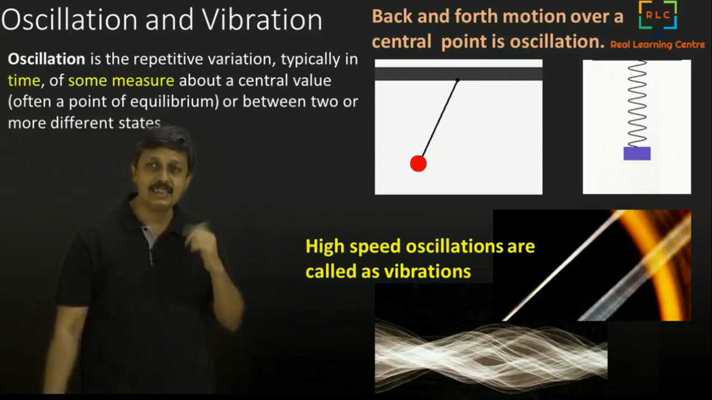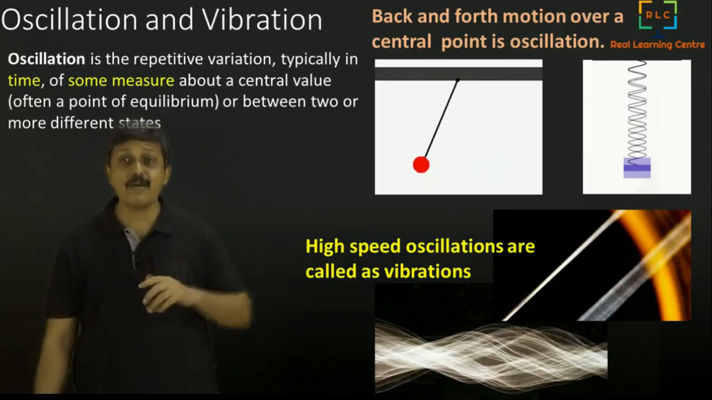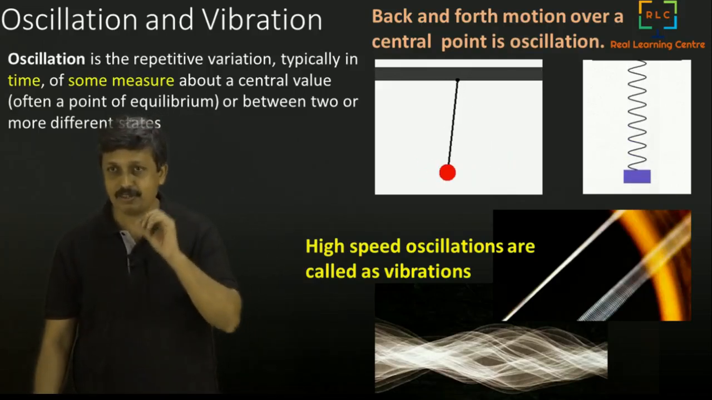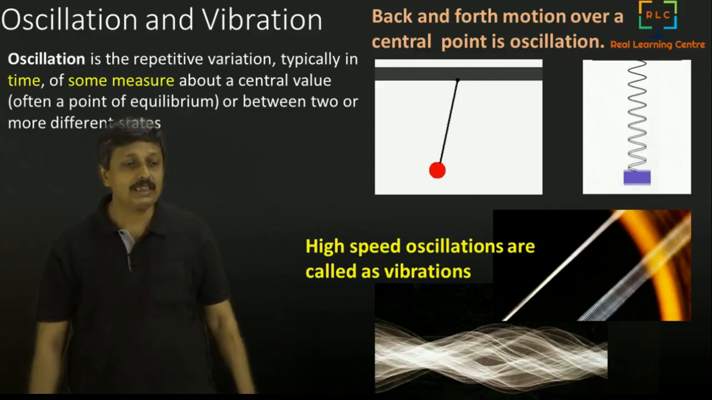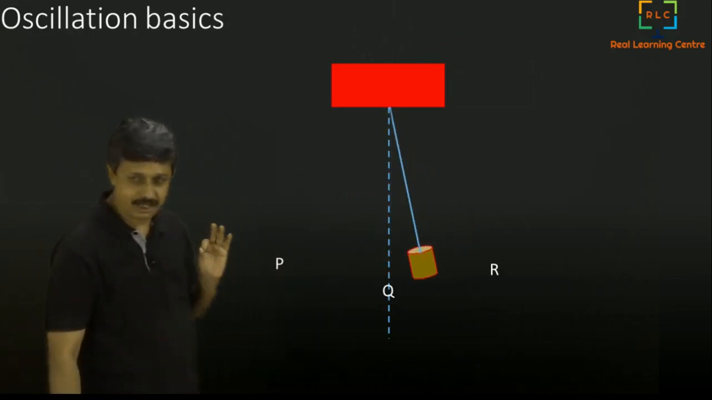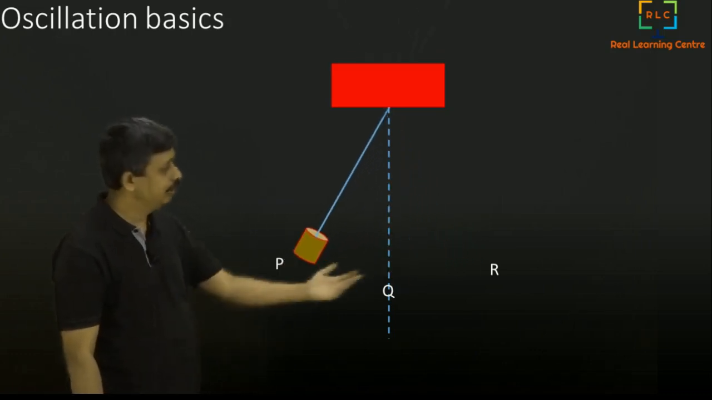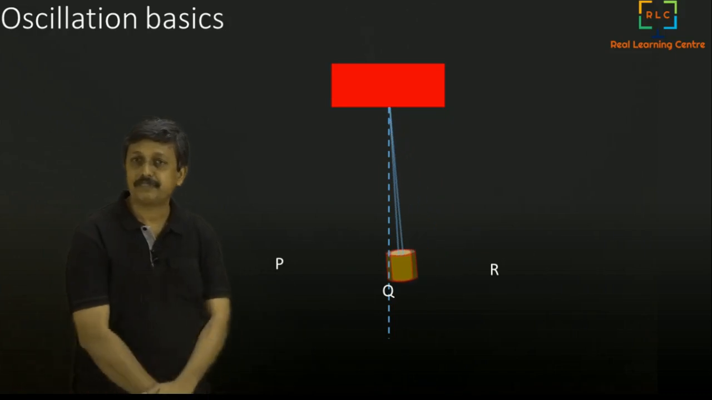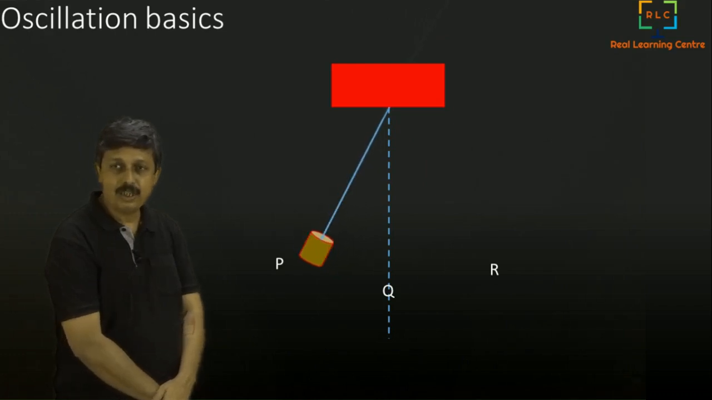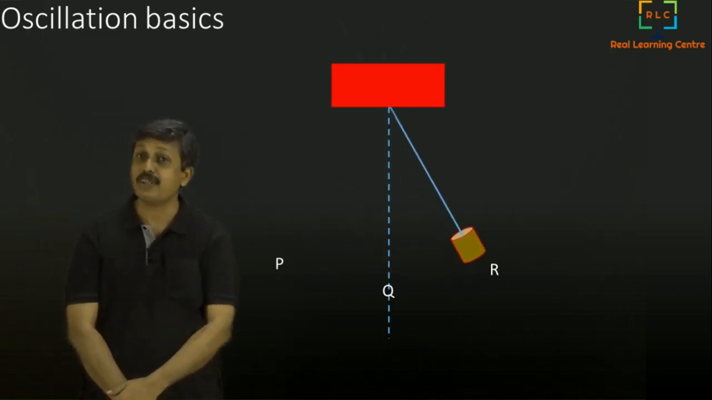So oscillation here is basically the repetitive variation, typically in time, of some measure about a central value or equilibrium point. That is basically called oscillation. Now let's look at some of the basics of oscillation. I have here one pendulum which is oscillating. When it is oscillating, you can clearly see that it is going from P to Q to R, back to Q to P, keeping on doing that.